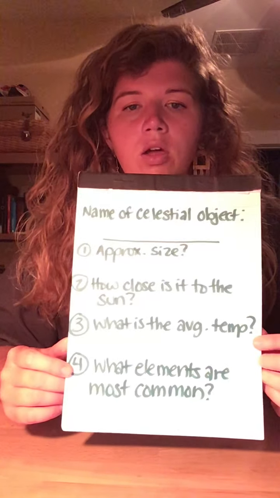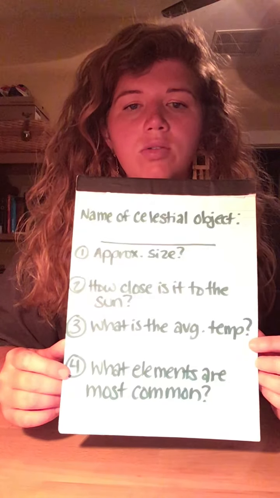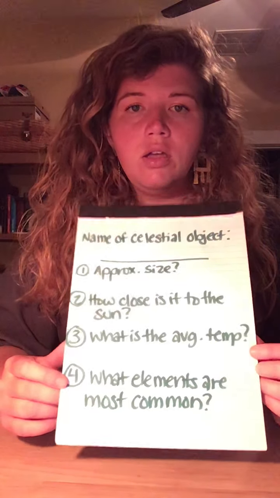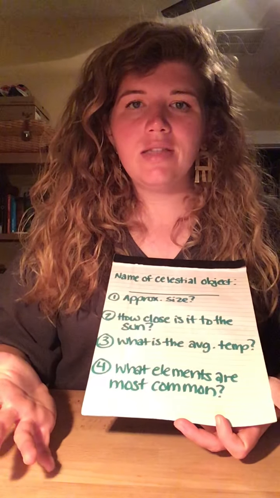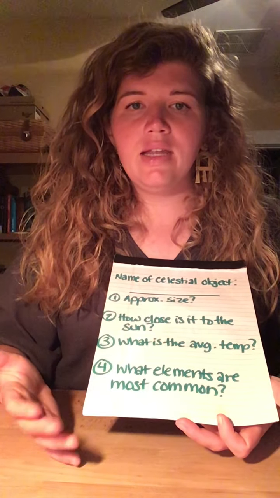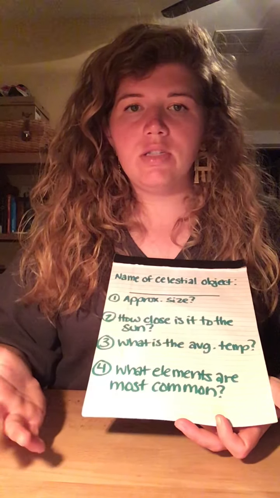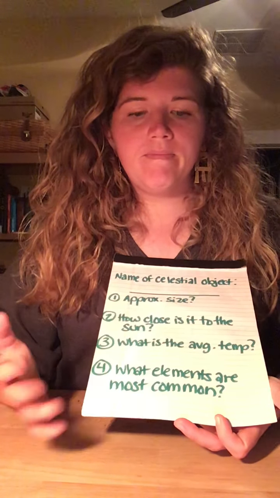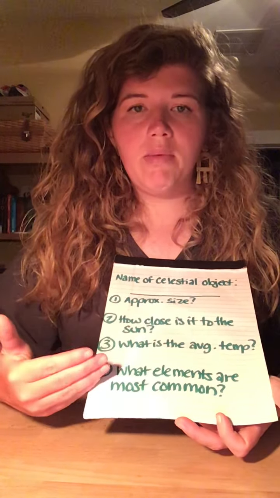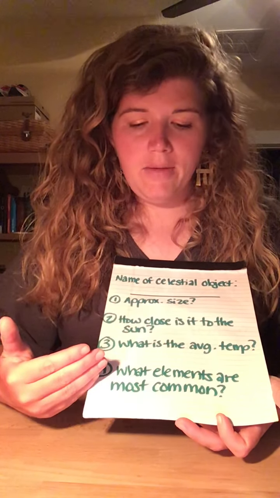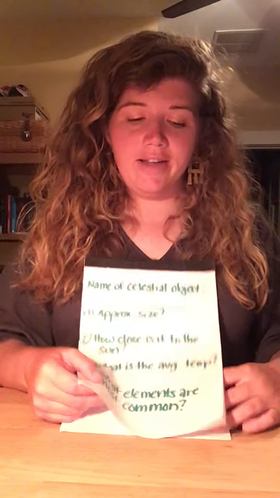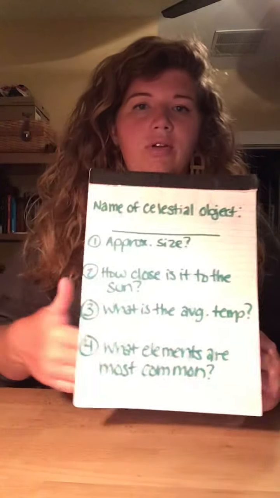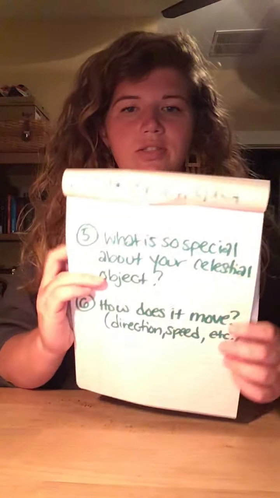Number 4, what elements are most common? So just tell me maybe 2 or 3 elements that you would find on this planet or this asteroid or this meteor. Anything that is most common on that particular object. Okay? So that's question number 4. We do have a second page, I'm sorry, but it's only 2 questions, okay?